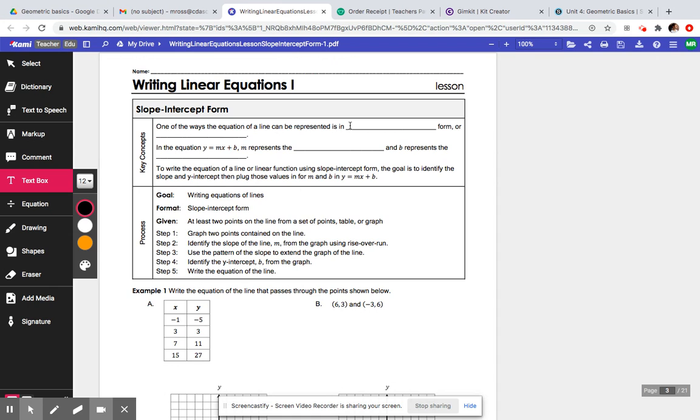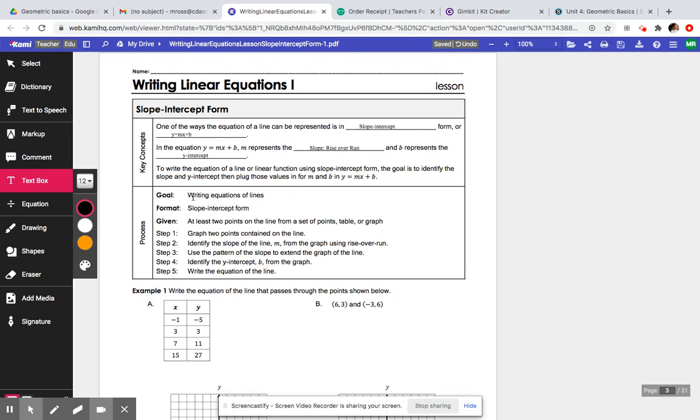Let's go through these notes. One of the ways the equation of a line can be represented is in what we call slope-intercept form. We've learned about this equation: y equals mx plus b. If you ever see a linear equation written exactly in this form, y equals mx plus b, that is slope-intercept form. In the equation y equals mx plus b, m, let's review, is our slope, which is rise over run in fraction form, and b represents the y-intercept, where our line crosses the y-axis.